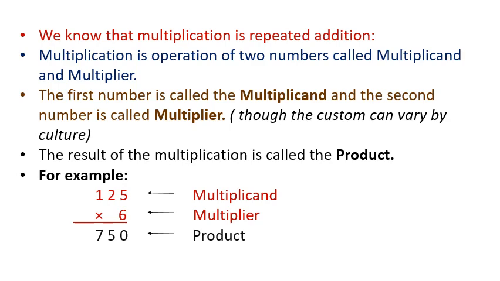Let us understand by one example. Here you can see we are multiplying 125 with 6. Now here the first number 125 is multiplicand. Second number, which is 6, is multiplier and the answer of this multiplication, which is 750, is called product.